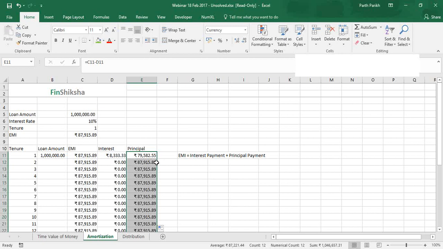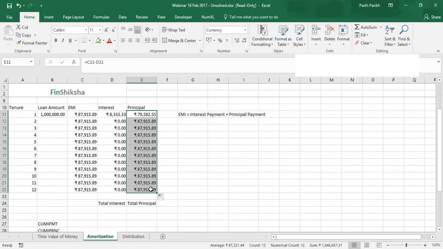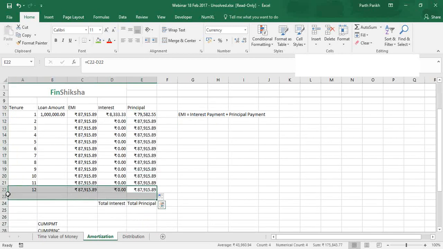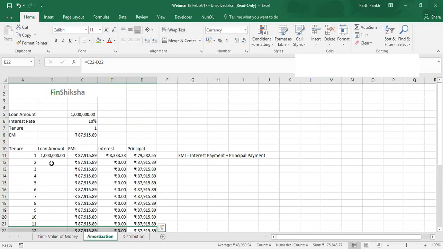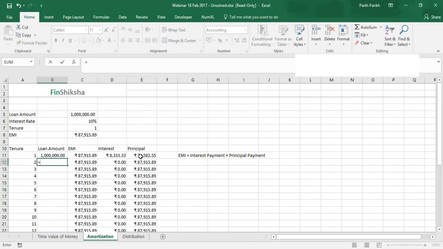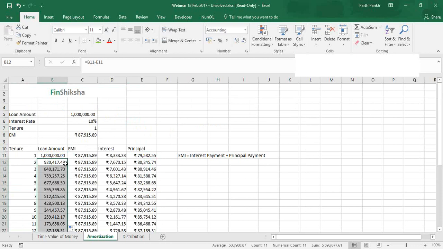For the time being, you will not get the correct output at the end of the 12th period. There's one modification which is required: every month I will pay some principal back, so I have to deduct it from my loan amount, right? In the second month I will deduct my principal paid amount from this 10 lakhs. So I've deducted my principal amount and I'll drag this. I will do it again, don't worry.